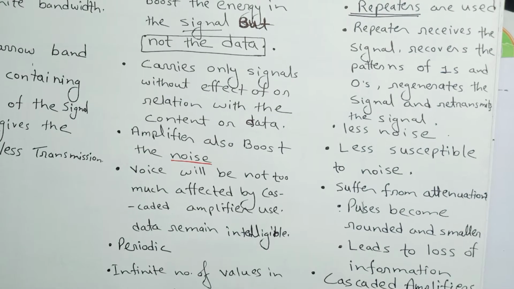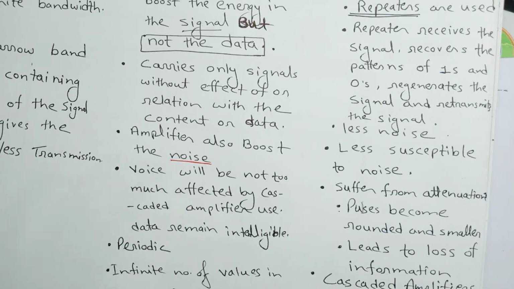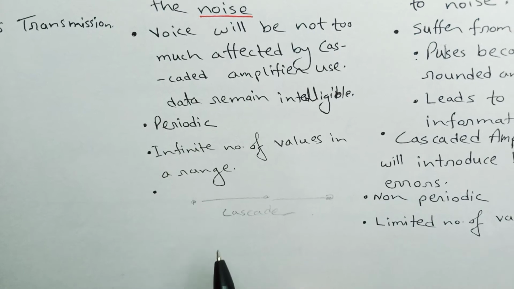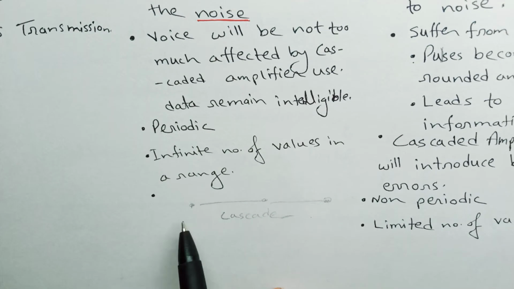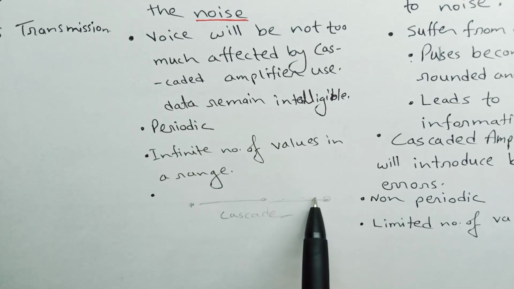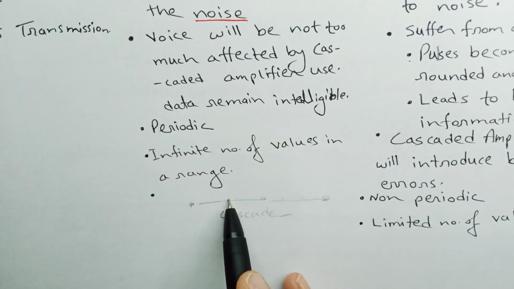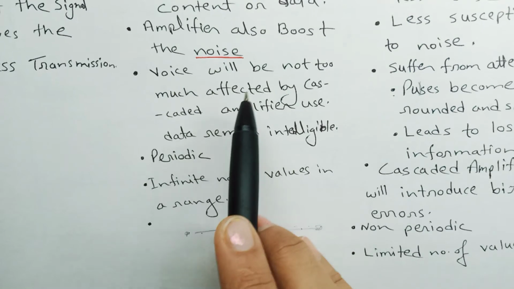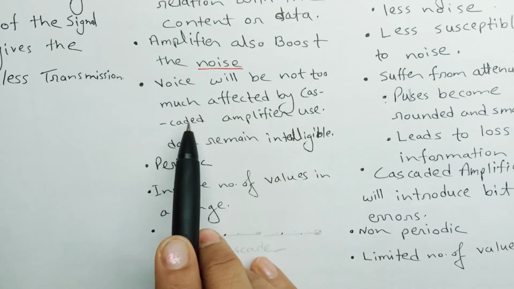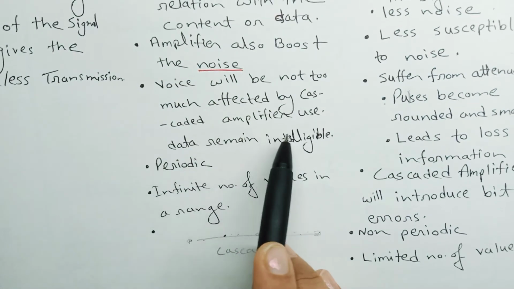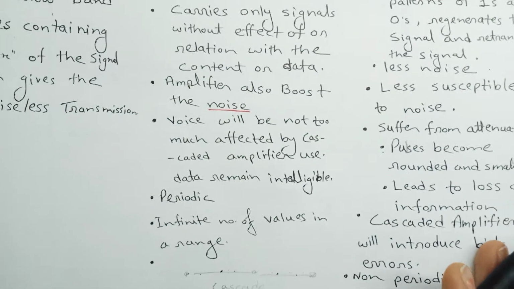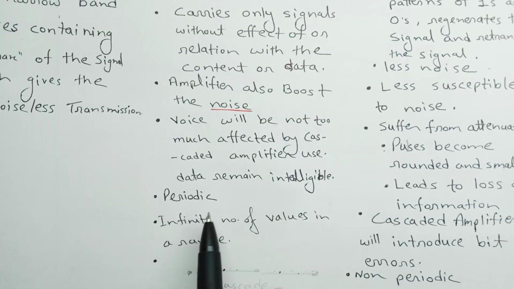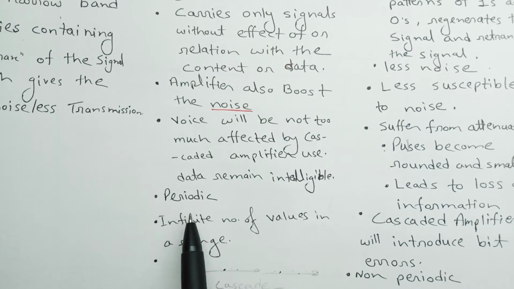Cascaded means, you can see here, cascade means continuous use of amplifiers. So voice will not be too much affected by cascaded amplifier use. Data remains intelligible. This is periodic, continuous.